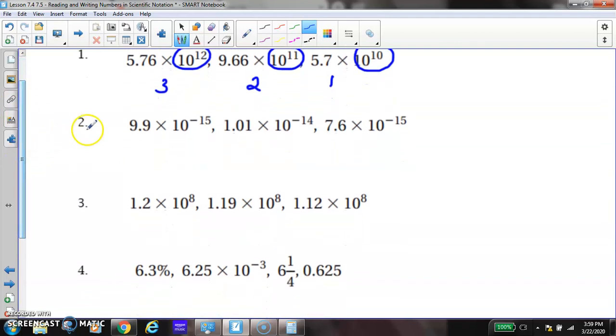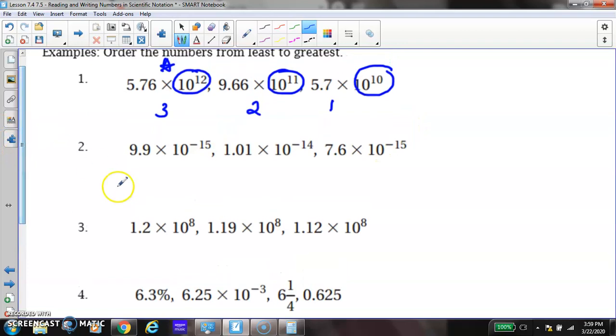All right, we're going to use the same trick here. We're looking at these. Now, remember with negative exponents, the bigger the negative exponent, the smaller the number, okay? And if I take a look, I've got two numbers here, the 9.9 and the 7.6, that have that same times 10 to the negative 15. If I'm thinking about which one is actually going to be the smallest, it's going to be this one, then followed by this, and then the third.